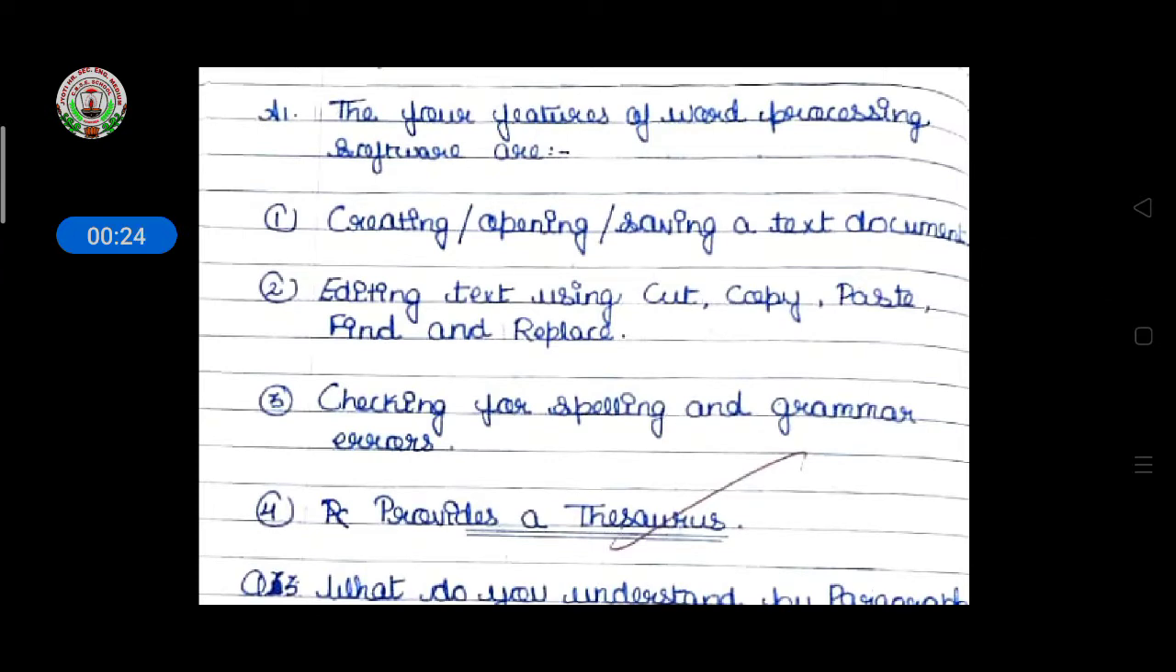The 4 features of word processing software are creating, opening, saving a text document, editing text using cut, copy, paste, find and replace, checking for spacing and grammar errors. Some more features are also there in the book. If you want to read that also, you can learn those points also.